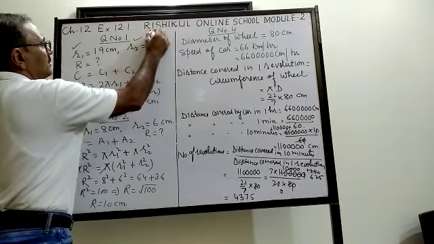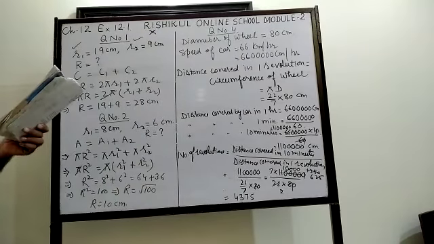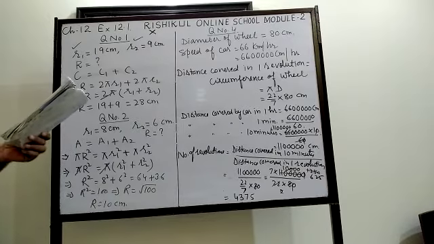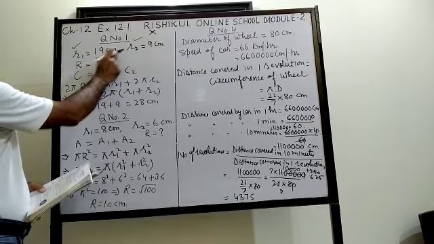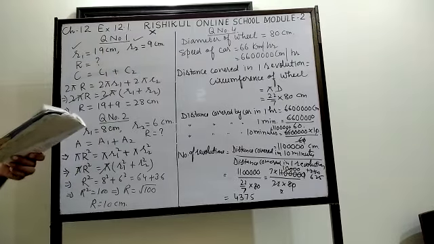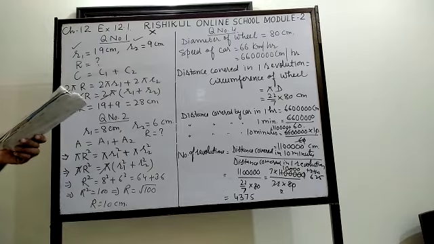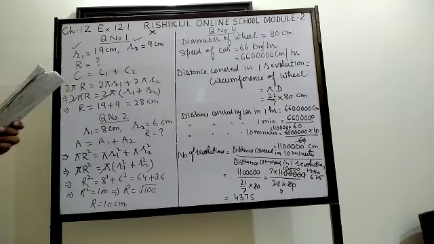Question number 1 is, the radii of two circles are 19 centimeter and 9 centimeter respectively. Suppose R1 equal to 19 centimeter, R2 equal to 9 centimeter. Find the radius of the circle which has circumference equal to the sum of the circumferences of the two circles.